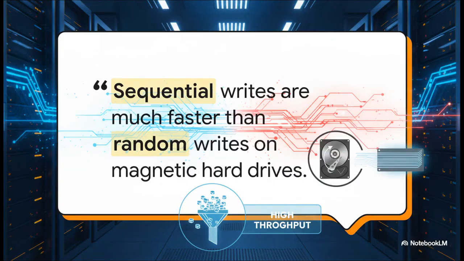As Martin Kleppmann points out in our source material, sequential writes are generally much faster than random writes, especially on magnetic spinning disk hard drives. And honestly, even on modern solid-state drives, sequential writes still have a massive advantage. So here is the main takeaway. Transforming chaotic, random writes into smooth, sequential writes is the ultimate secret sauce for unlocking massive write throughput.